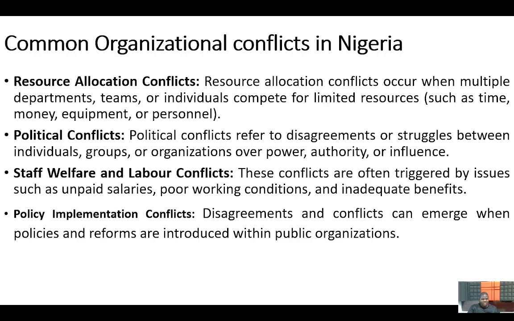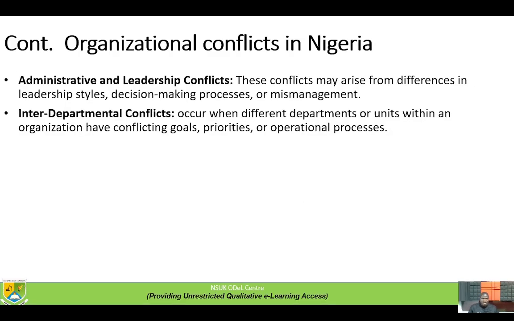Like I said, resource allocation can cause conflicts, as can political conflicts, staff welfare and labor conflicts, and policy implementation. Conflict arises when some policies that are set up are designed not in line with the intent of the members of the organization. It has a way of causing conflicts. Then the next thing we have is another common organizational conflict in Nigeria.